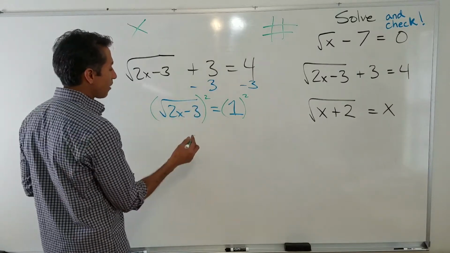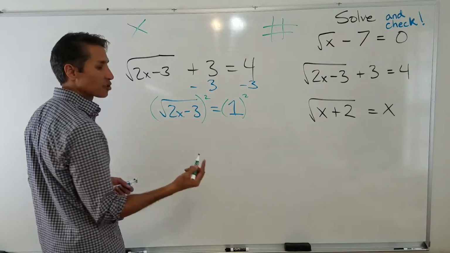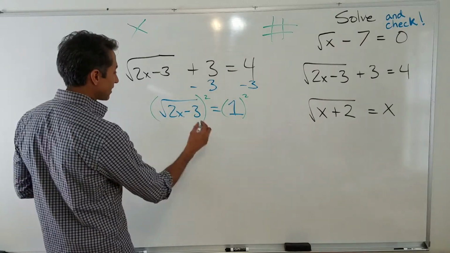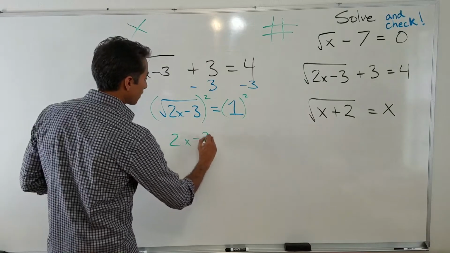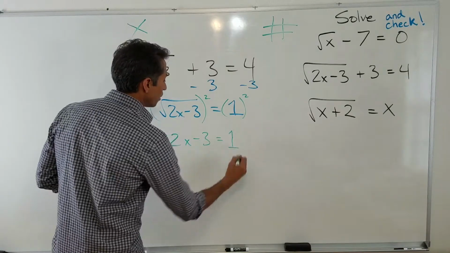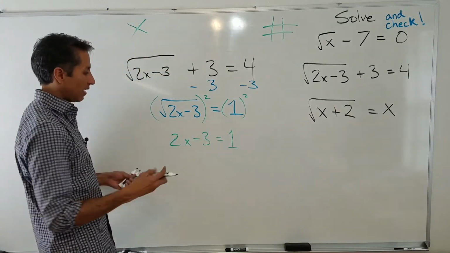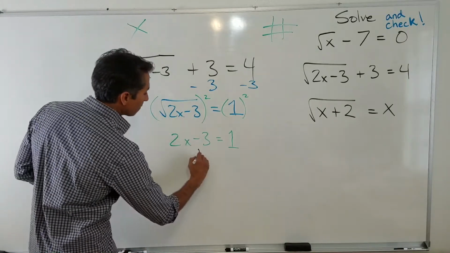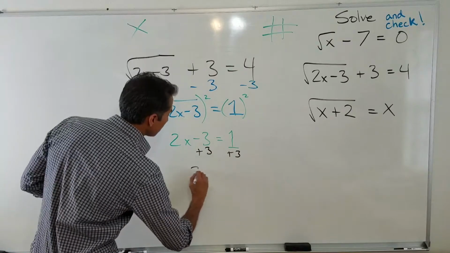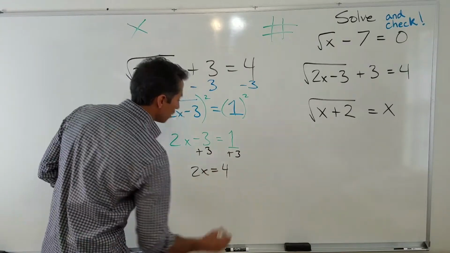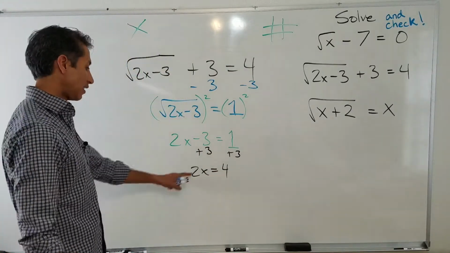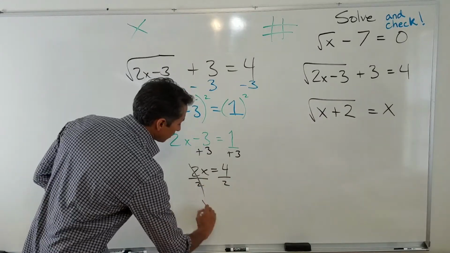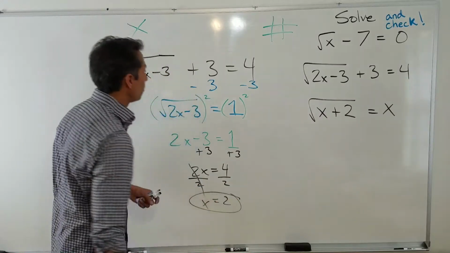So let's take that out. The square root sign cancels with the squared. And let's see, I guess we'll just get 2x minus 3 equals 1. And then let's start working through this problem as we normally would. So plus 3, so 2x equals 4. And that's pretty self-explanatory. Divide by 2, cancel, x equals 2.